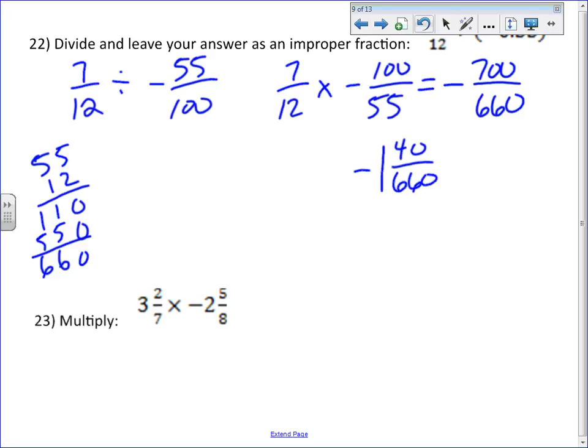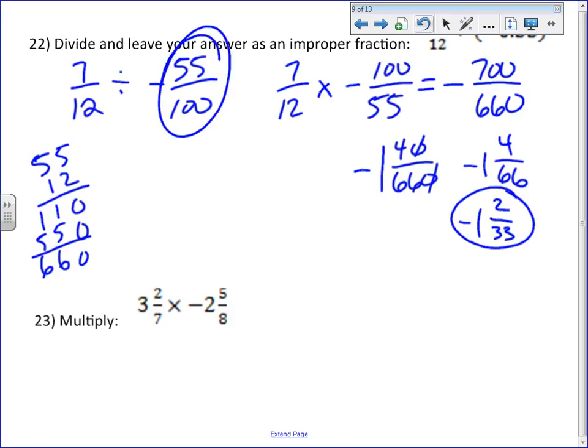And then I have to reduce that. I can knock the 0 off the ends, and it's negative 1 and 4 over 66. And then I can divide that by 2, negative 1 and 2 over 33. And that's my final answer. I would try reducing this before you start, or cross-canceling when you get to this step. Something that'll make this not so big.